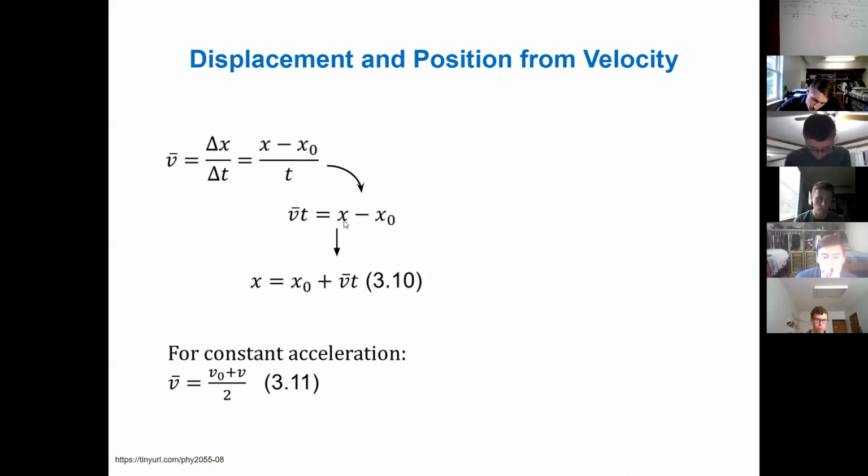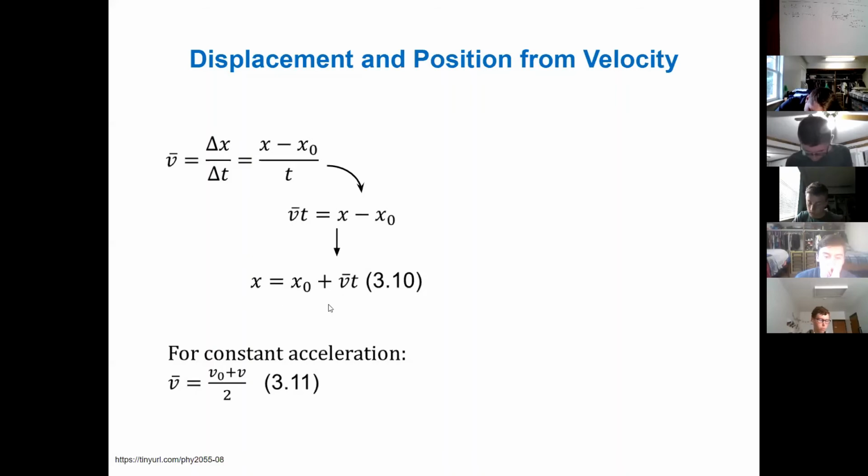Okay, and then if we rearrange the terms, move x naught to the other side of the equation. So then on the left hand side, you have x naught plus v average times t equals x, right? So then you flip the two sides, you'll get the final position is equal to initial position plus average velocity times t, or average speed times t. Either way. So this is equation 3.10 in the textbook.